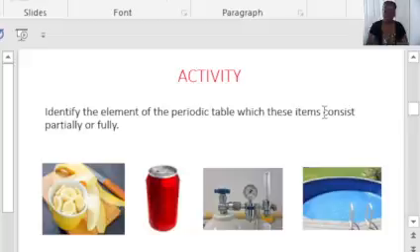But for the time being, as this video is ongoing, for example, we look at the can. First thing that would come to your mind is a metal, and that would be aluminum. So there we go, that's the element that is represented by that can. So you can figure out the rest.